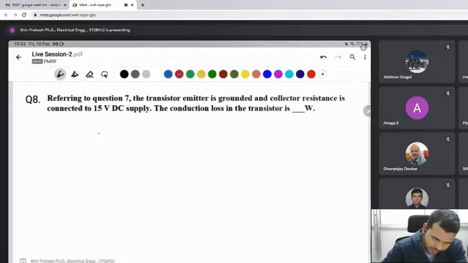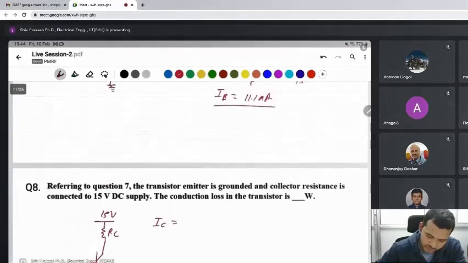In the same question, this one is given 15 volt. The transistor emitter terminal is grounded, and the collector resistance RC is connected to the 15 volt supply. We need the conduction loss in the transistor. IC you find from the previous values.